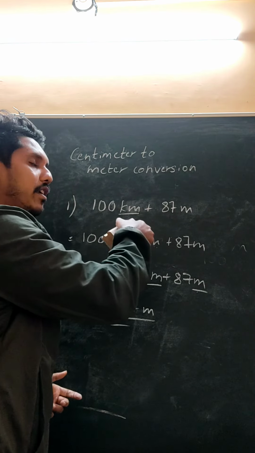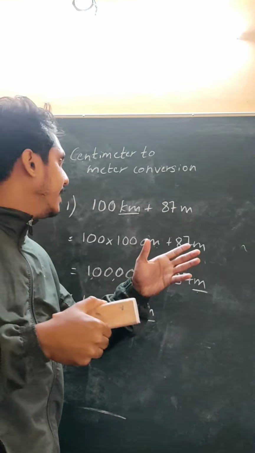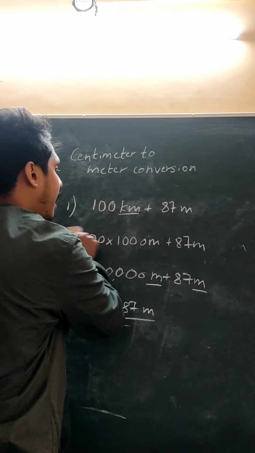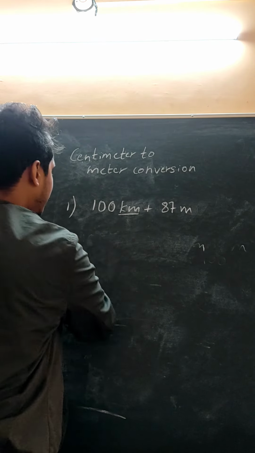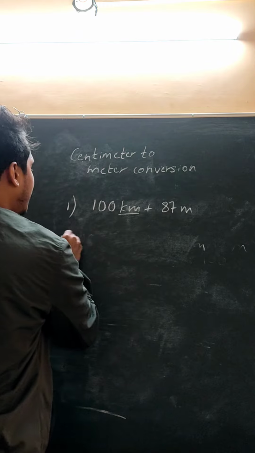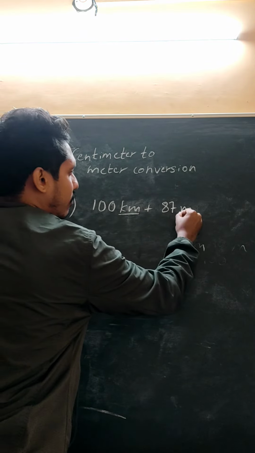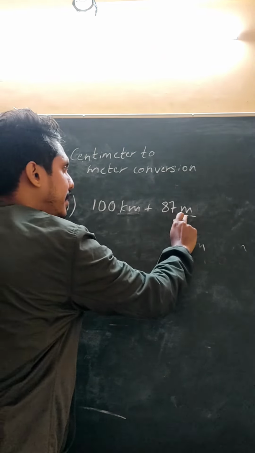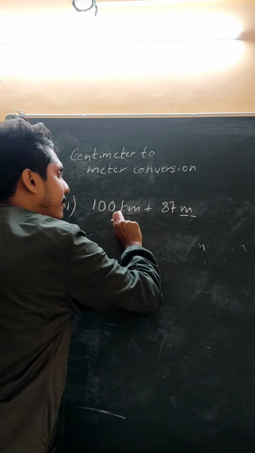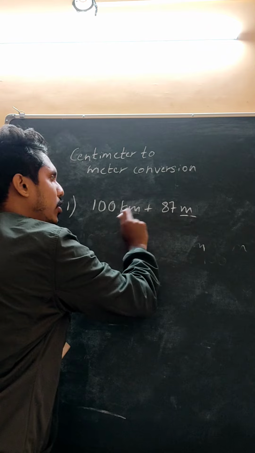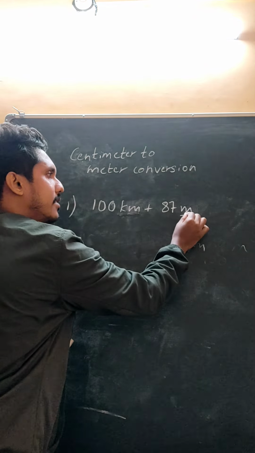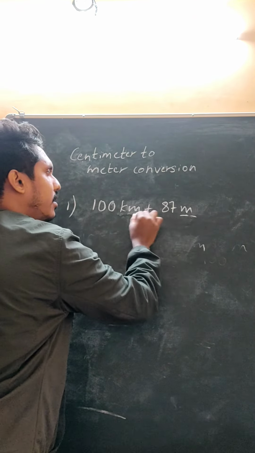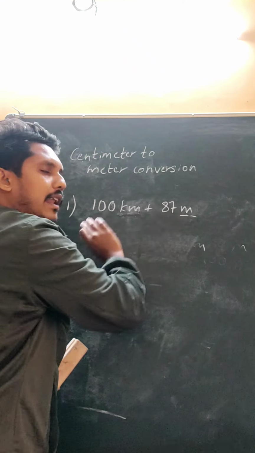Now what if we require the answer in kilometer? See, we got the answer in meter, right? What if we require in kilometer? If they ask in kilometer, what should we do? Okay, if they ask in kilometer, the first step is we need to convert this meter into kilometer. At that time, we will get both the units in kilometer, right? Then we can add directly.